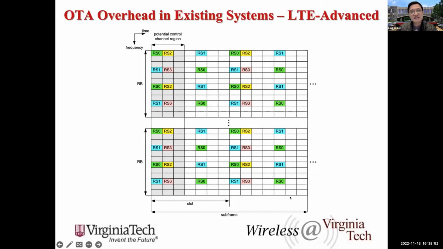Let's look at a simple example showing what the pilots, the reference signals, are in LTE Advanced systems, and the 5G NR systems are similar. This is a resource grid for OFDM systems. These are the pilots, these are the data symbols. You can clearly see that the number of pilots used in OFDM systems is very small.